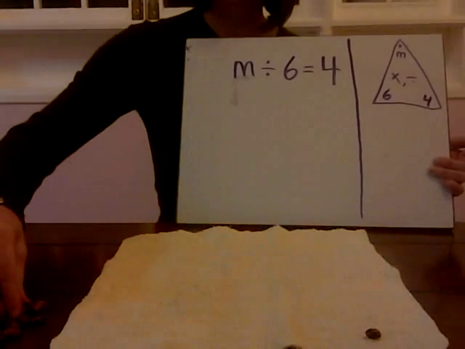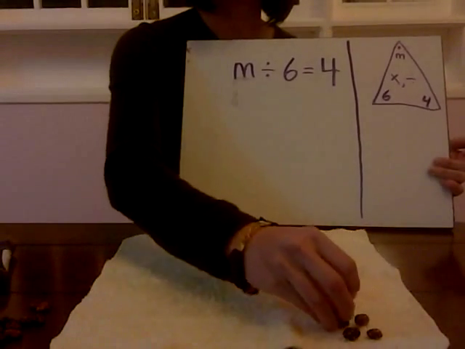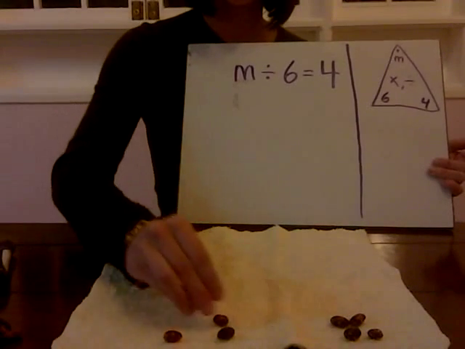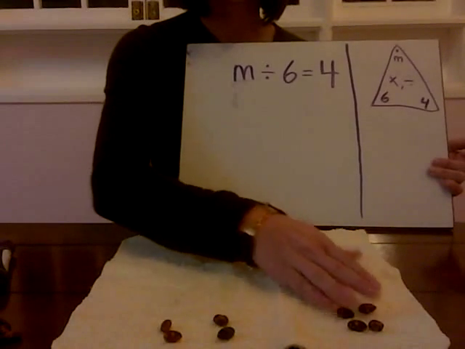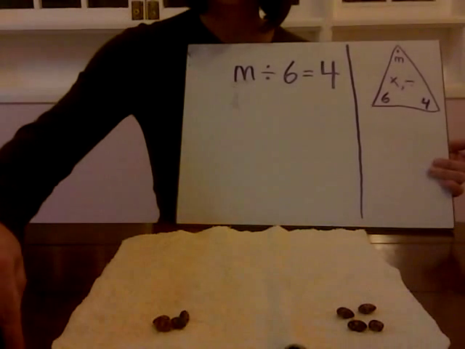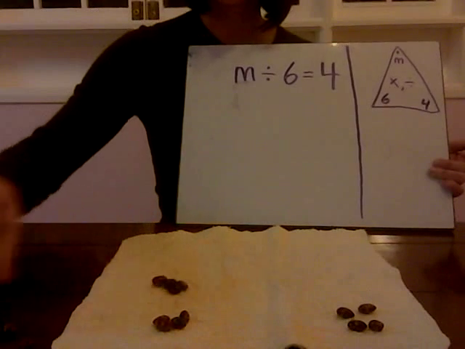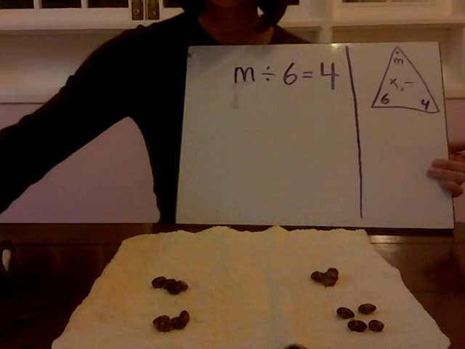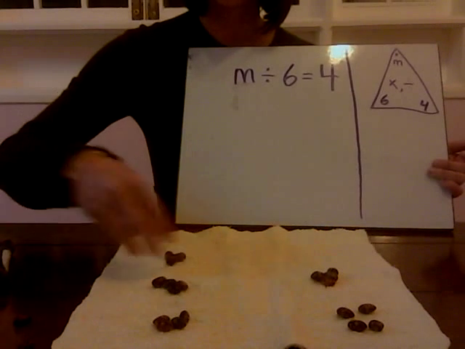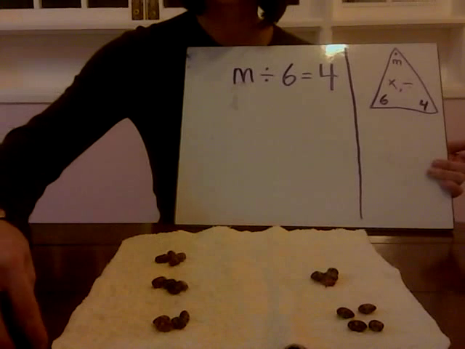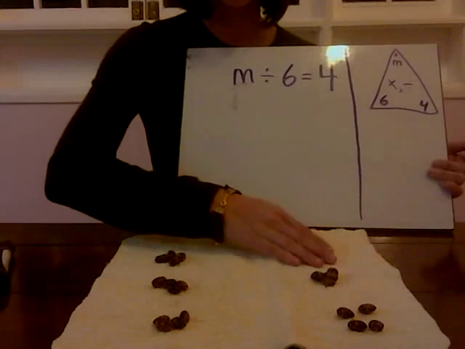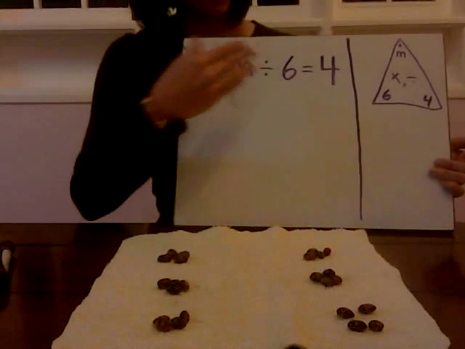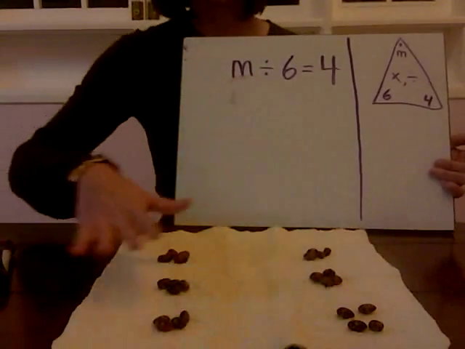1, 2, 3, 4, group 1. 1, 2, 3, 4, that's group 2. 1, 2, 3, 4, group 3. 1, 2, 3, 4, group 4. 1, 2, 3, 4, group 5. 1, 2, 3, 4, group 6. So I've got 6 groups, 4 beans in each group, which must mean that this number is the total of all these beans.